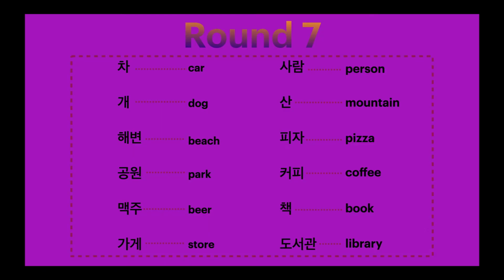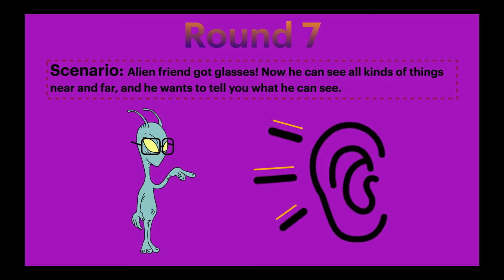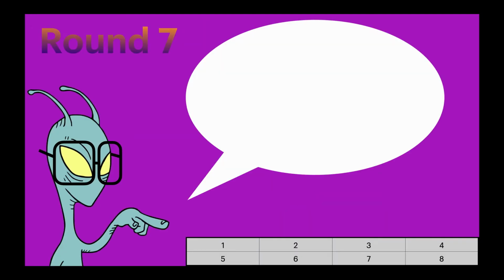Round 7. Alien friend has recently gotten glasses. Now he can see all kinds of things near and far, and he wants to tell you what he can see. Which means that this round will be a listening round. All you will have to do is listen to what alien friend has to say, and just simply interpret it in your brain. Here we go. 해변에 개가 있어요. I'm going to read it in my voice as opposed to alien friend's voice because I feel like that will be more confusing. Let's go.